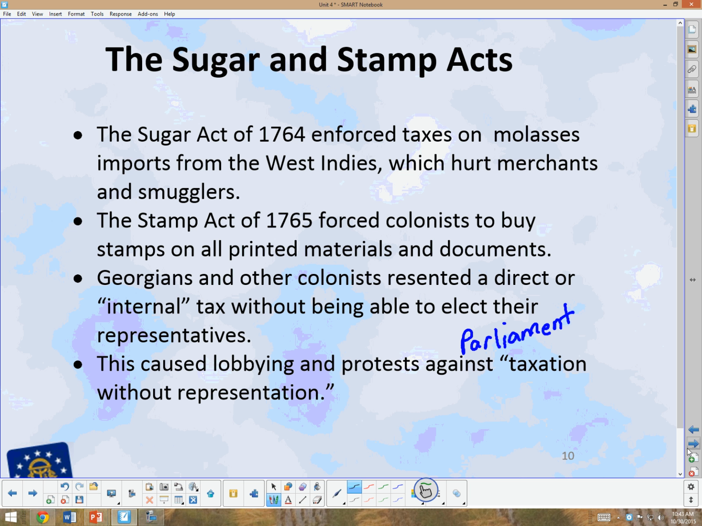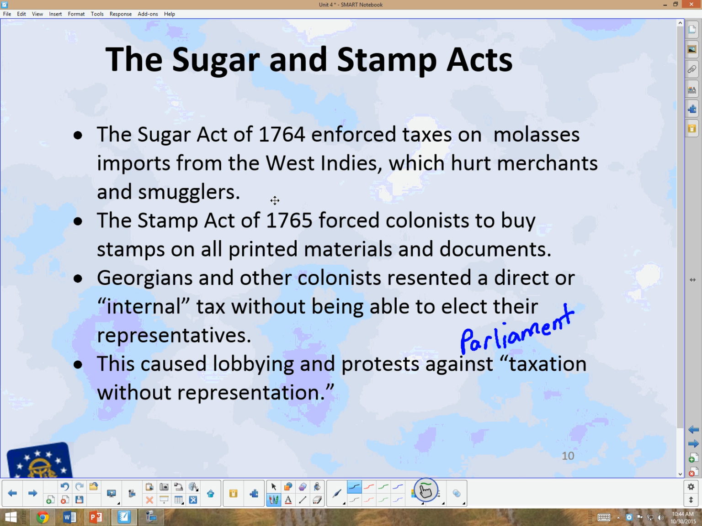All right, let's keep moving forward in time. The Sugar and Stamp Acts. The Sugar Act enforced taxes on molasses. Sugar is made from molasses. So it enforced taxes on molasses imports from the West Indies, which hurt merchants and smugglers.